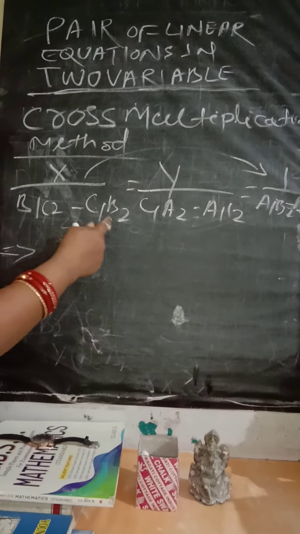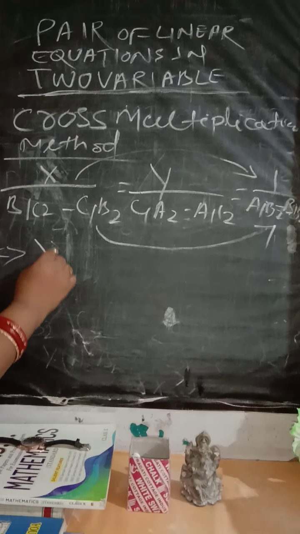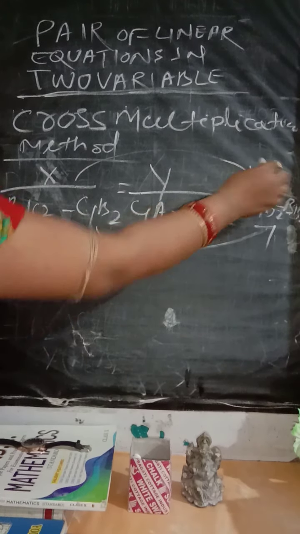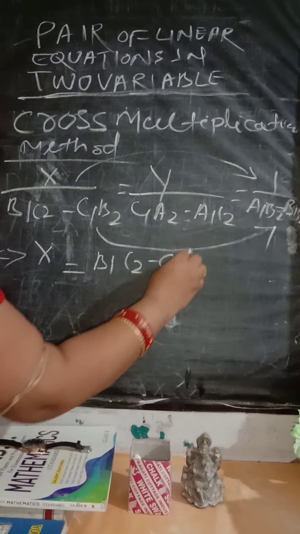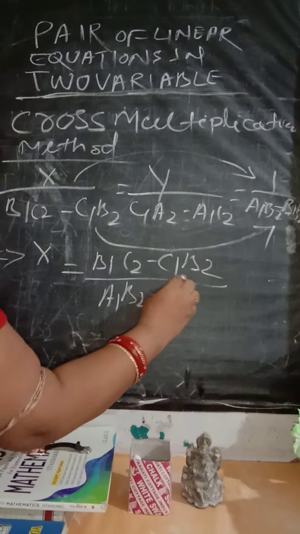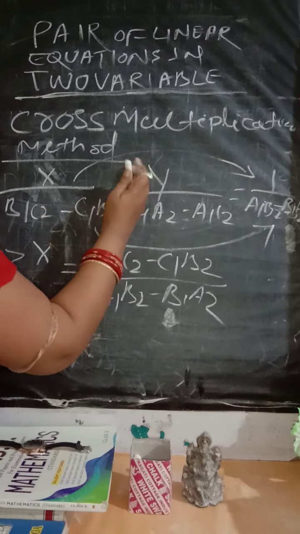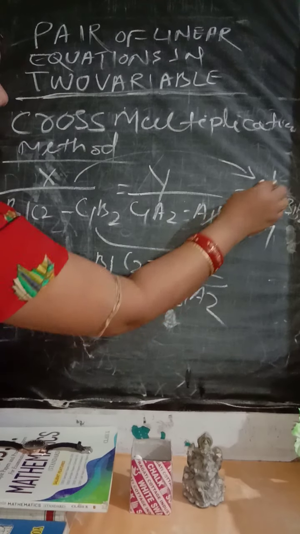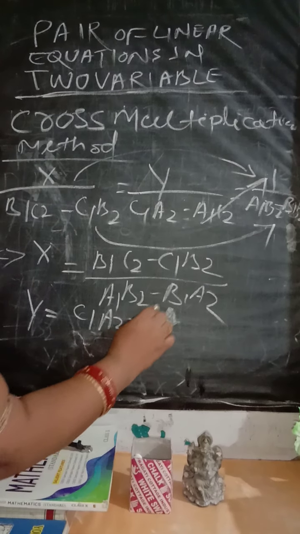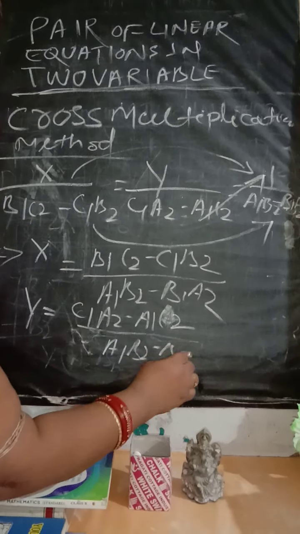X by b1 c2 minus c1 b2 is equal to 1 by a1 b2 minus b1 a2. From this we will get x is equal to, now cross multiply, (b1 c2 minus c1 b2) by (a1 b2 minus b1 a2). And from this what we will get? This part is also equal to this part. Now cross multiplication: y is equal to (c1 a2 minus a1 c2) by (a1 b2 minus b1 a2).